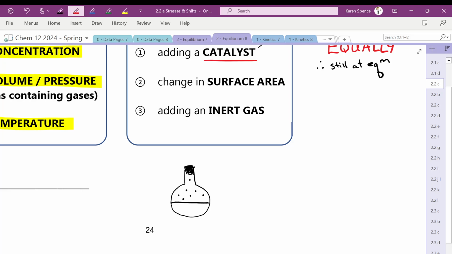Now, if this is a closed system, every time one particle evaporates, what has to happen to a different particle? A different particle is going to condense. Okay?